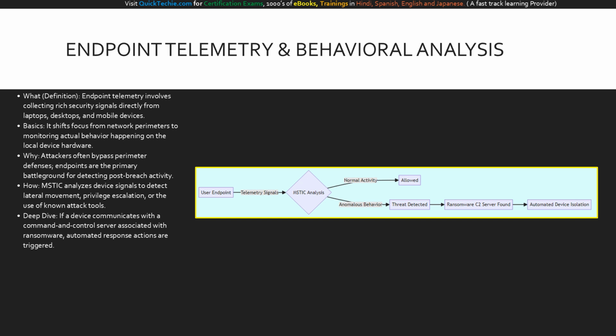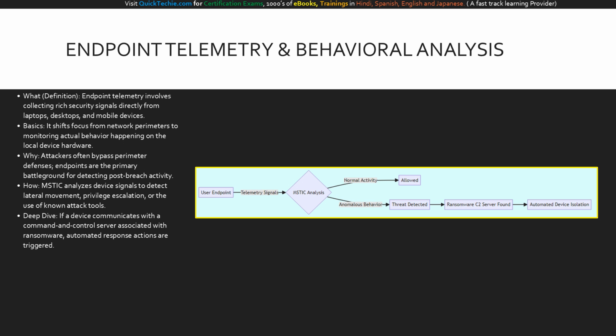For a deep dive example, if a user's device suddenly begins communicating with a known command and control server associated with a ransomware syndicate, MSDC flags this activity instantly. This immediately triggers automated response actions, isolating the endpoint to prevent the ransomware from spreading to your SharePoint files. This flow shows the power of endpoint telemetry.